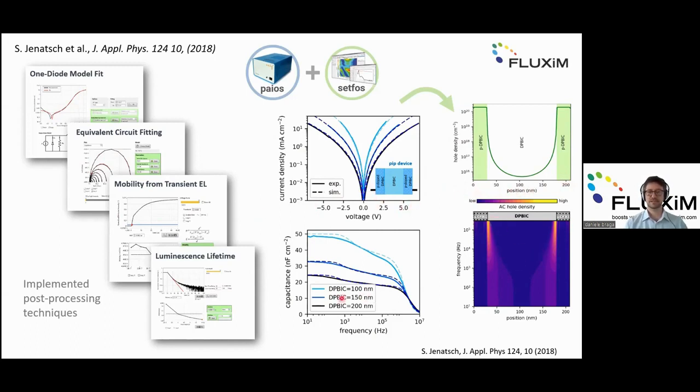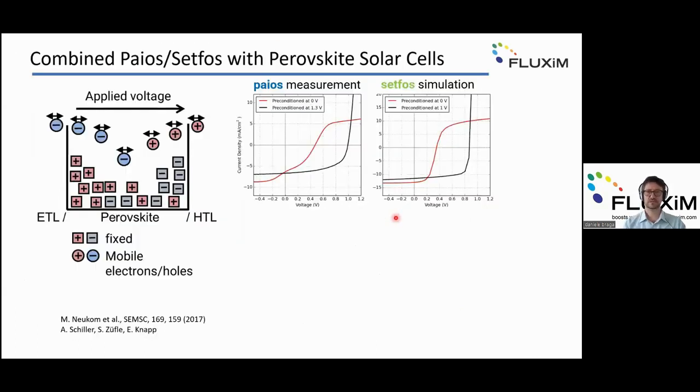But we can also analyze the capacitance-frequency curves. And now we have a color plot, frequencies versus position. We have the hole density, and here Selina, the collaborator, is able to understand that charges at low frequency are going inside the device, whereas at high frequency, they are accumulated at the electrodes. This was done on an organic device. We can do the same on a perovskite solar cell.